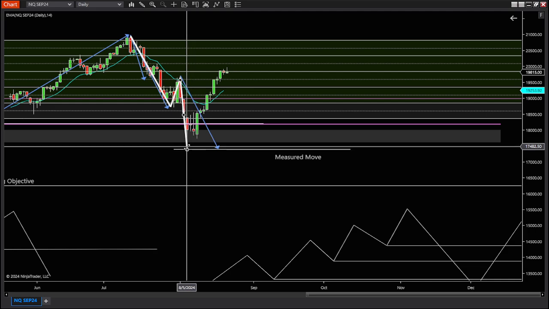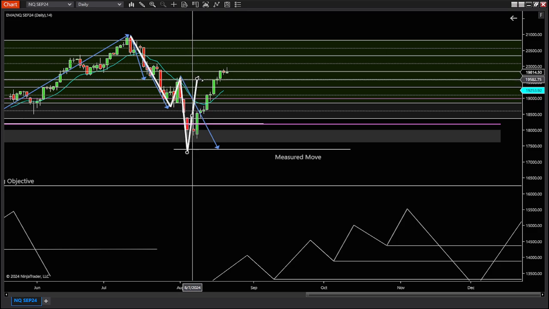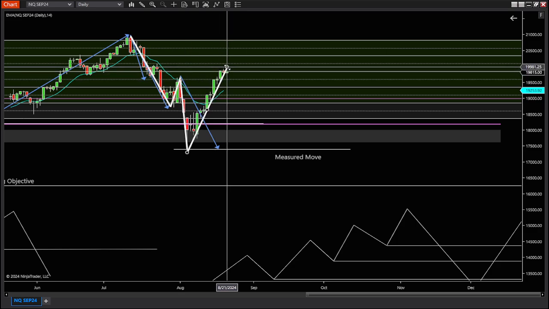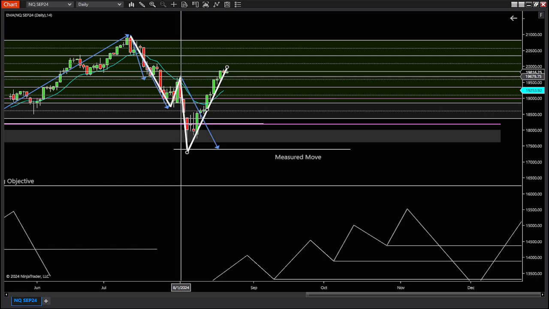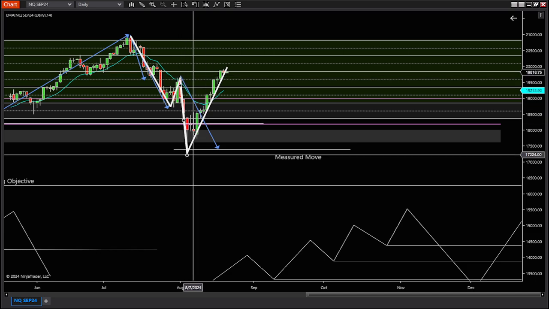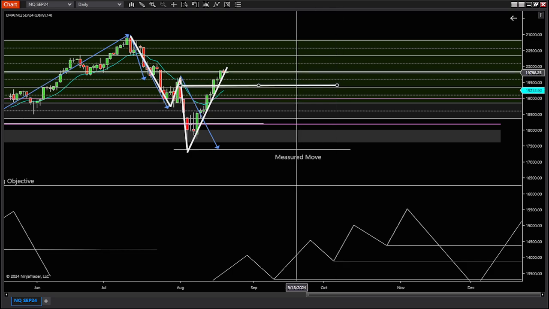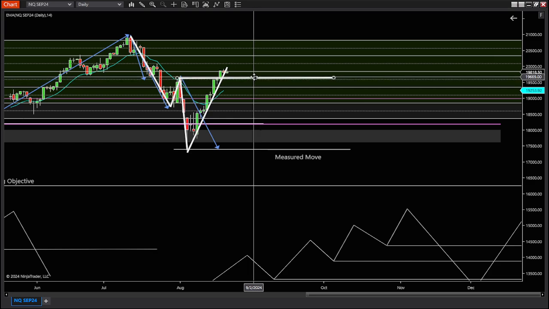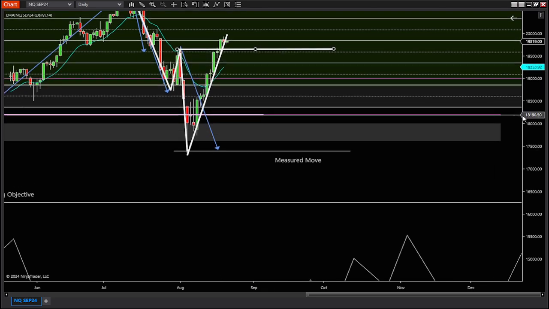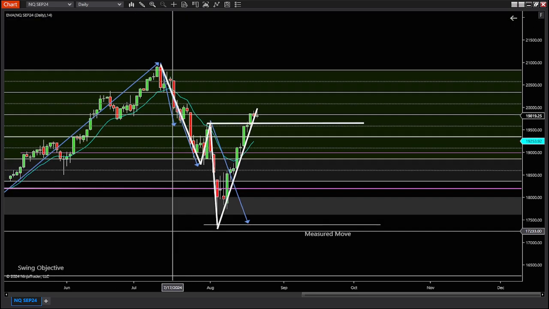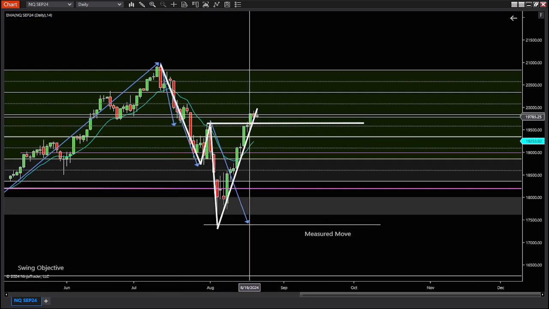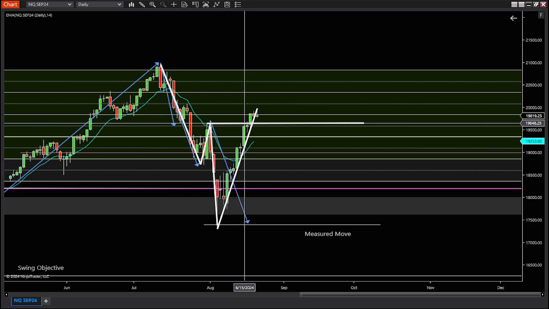From here we pulled back above the previous pullback, the previous swing, right? So from here, anybody that is going long above here, they're potentially trapped. We're not going to say they're 100% trapped, but they're potentially trapped. This is going to be the previous swing now that we're watching. We're going to want to break.